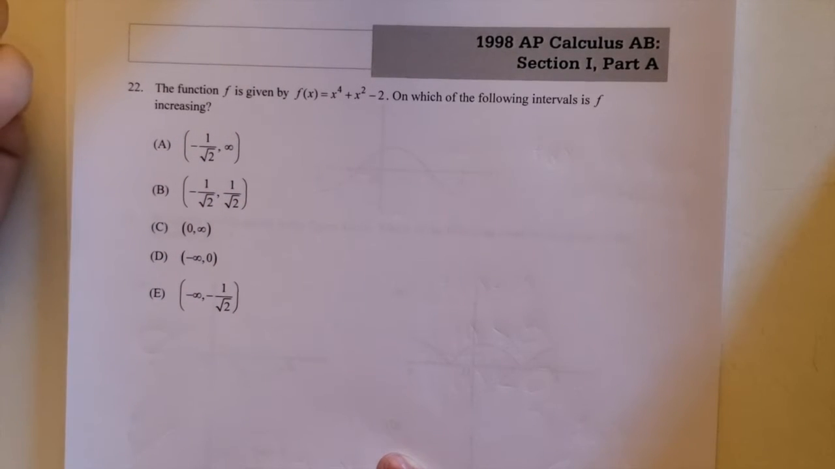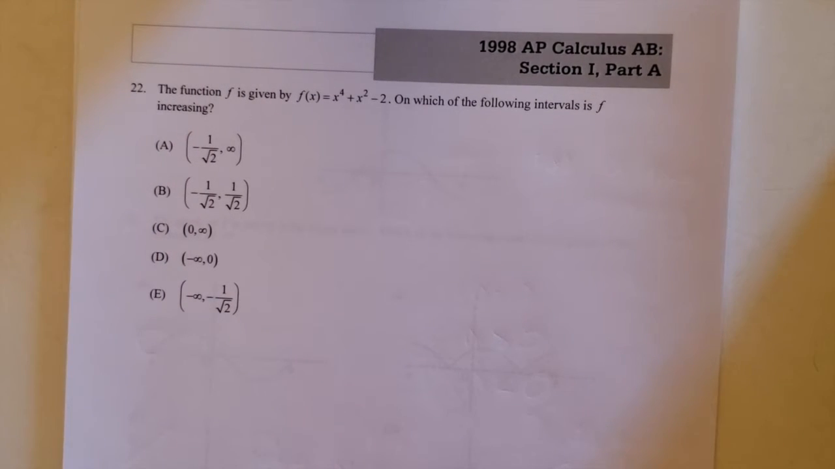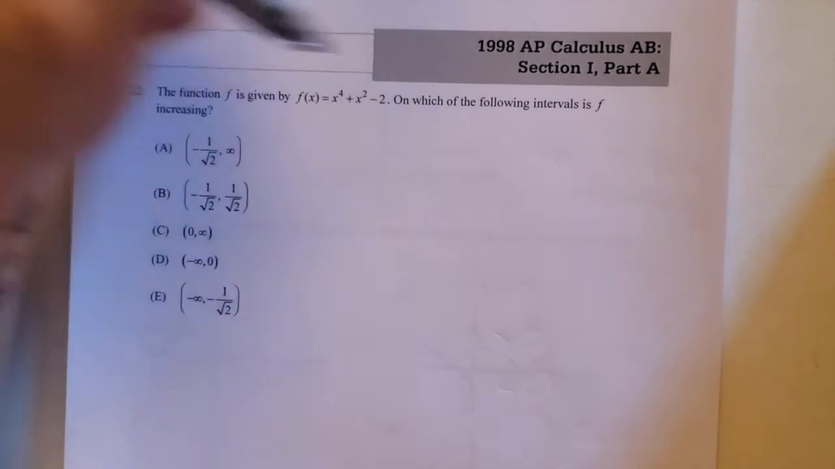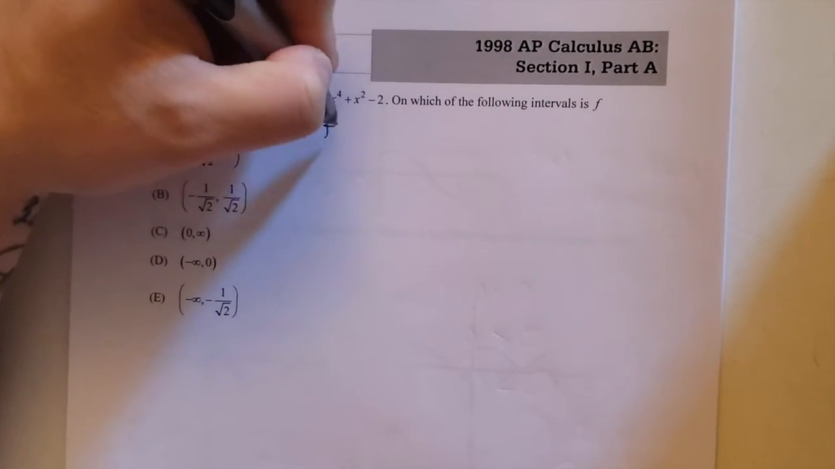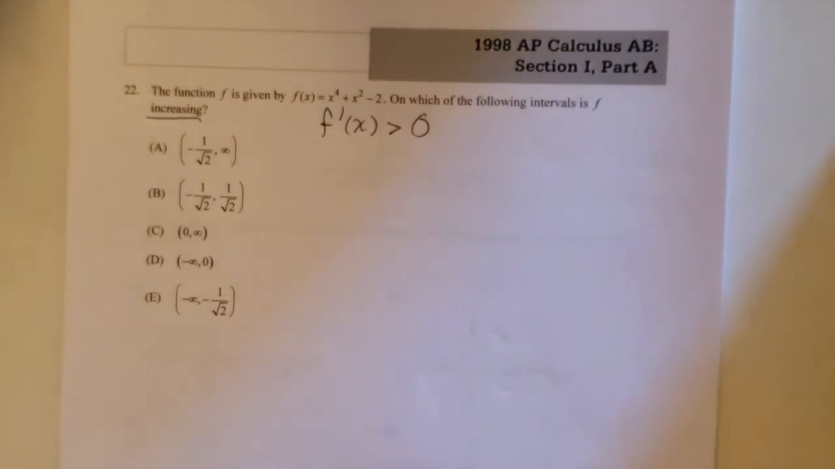Okay, so this function is given as a quartic function. Which of the following intervals is f increasing? So this is still a non-calculator problem. This is probably not something you'd see on the AP this year because it requires a little bit more algebra than current APs, but let's take a look. To know if something is increasing, that means that f prime of x is greater than 0.